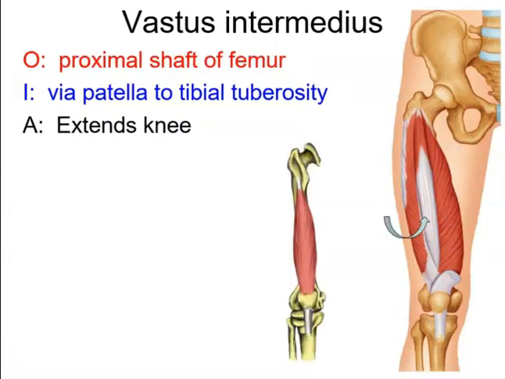The fourth muscle in the quadriceps group is the vastus intermedius. Its origin is the proximal shaft of the femur, and its insertion, like the other quadriceps muscles, is via the patella to the tibial tuberosity, and again, its action includes extension of the knee.